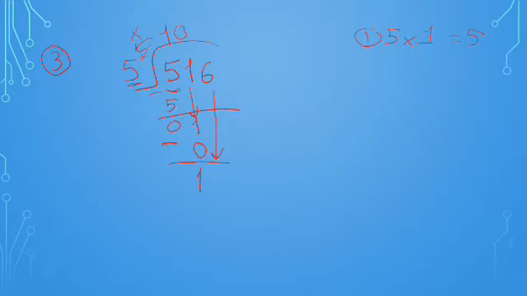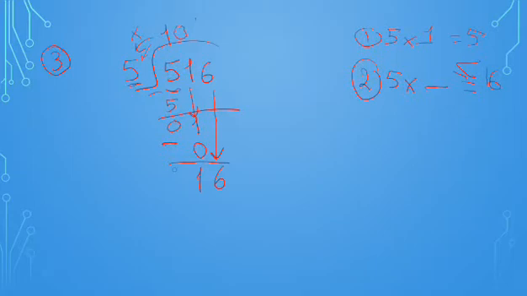Now you can get down the 6. So take care, there is a common mistake that some of you might get down both numbers together, 1 and 6, and this is completely wrong. We get down 1 by 1, so we get down one digit at a time and we divide by the divisor. Now 16 divided by 5 is equal to, I ask myself here, 5 times what is less than or equal to 16?